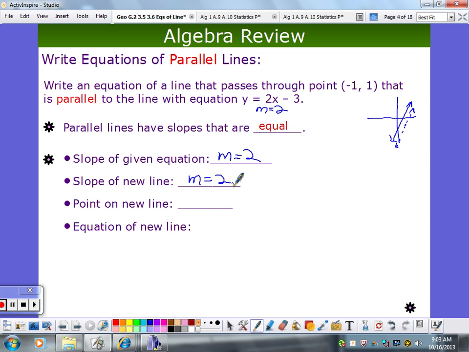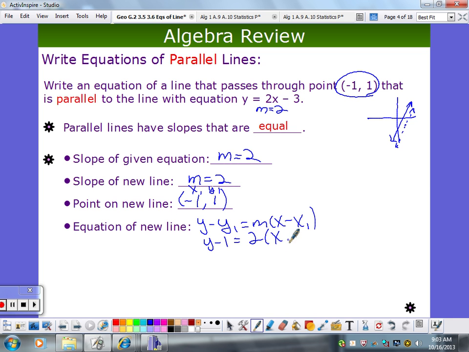Now I need a point on my new line. Do I have a point on my new line? This one. Right? My new line is going to pass through that point. So they gave me a point. So if I have a point and a slope, what should I use? Point-slope. So I'm going to do y minus y1 equals m times x minus x1. This is my (x1, y1). y minus 1 equals m times x plus 1.